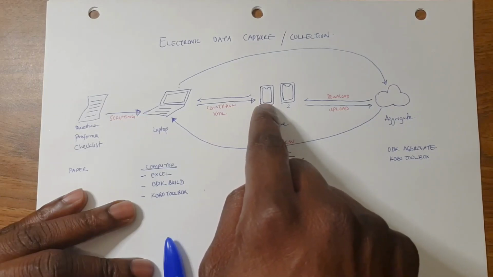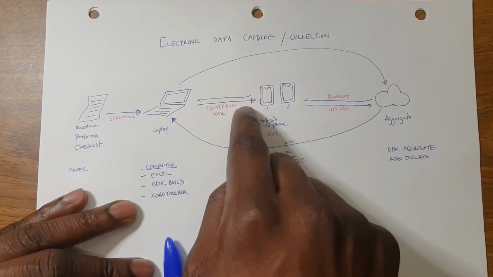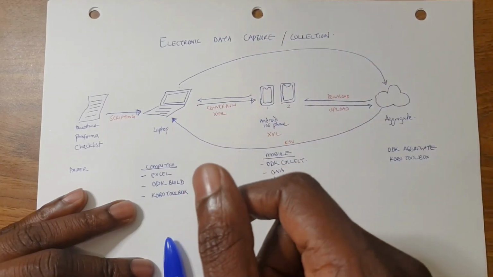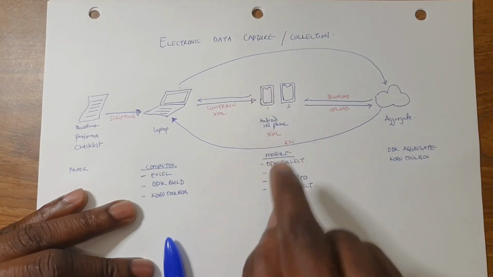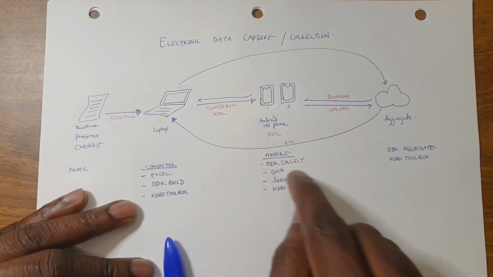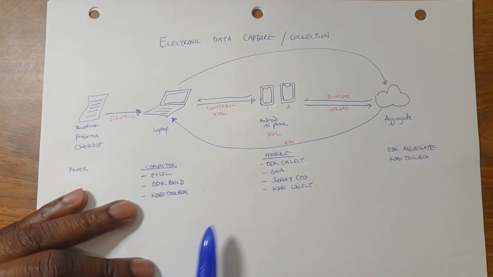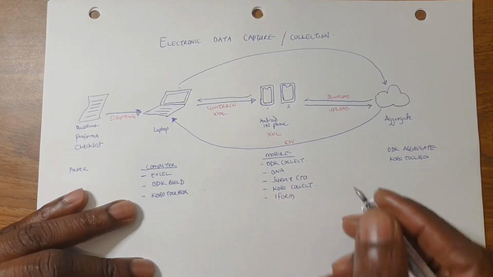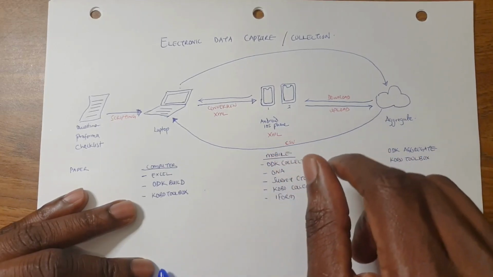Imagine that maybe you don't have internet. You send it to your mobile phone, maybe connecting it using the cord. Use your mobile phone to go to the field and collect the data that you want to collect, right? And on your mobile phone, you need to have ODK Collect, Ona, Survey CTO, Kobo Collect. You can also have something called iForm. There are a lot of them. So whichever one you have would work, okay?